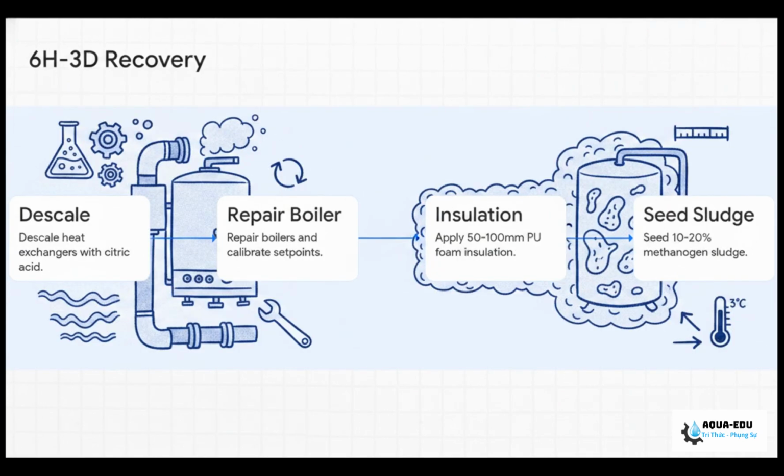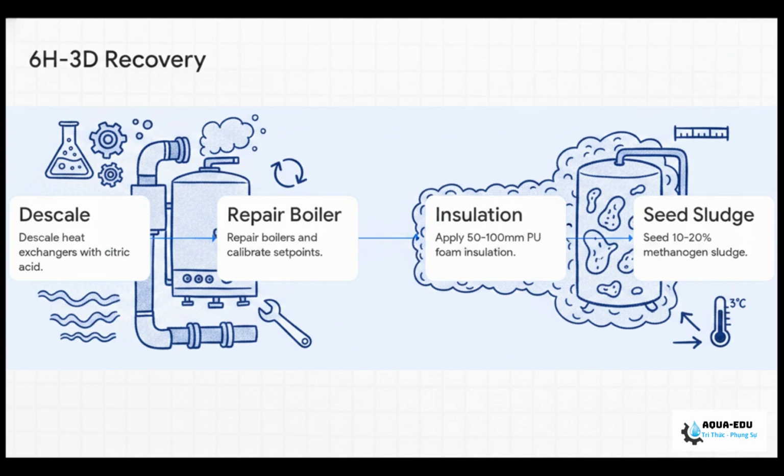As we push into the 6-hour to 3-day recovery phase, it's time to fix the hardware. Stop the pumps and descale your plate heat exchangers using a 5 to 10% citric acid solution. Go ahead and repair your boilers and make sure to recalibrate the set points. Now, if your tank is losing heat through the walls, apply 50 to 100 millimeters of PU foam insulation. Seriously, proper PU foam application can single-handedly cut heat loss by 70 to 80%.